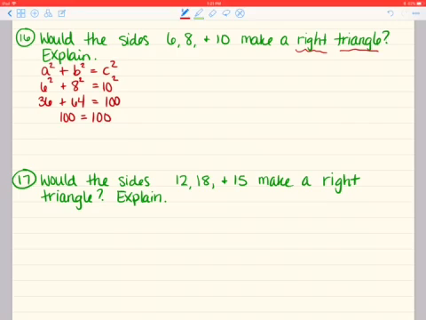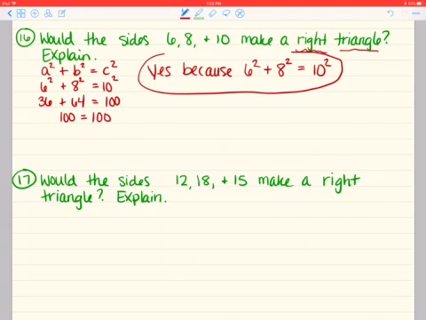Now, one thing I want to say on your explanation. Okay, so yes, it'll make a right triangle. For your explanation, I want you to put because you're going to show the formula you used. 6 squared plus 8 squared equals 10 squared. That's how you know it worked out. Okay?